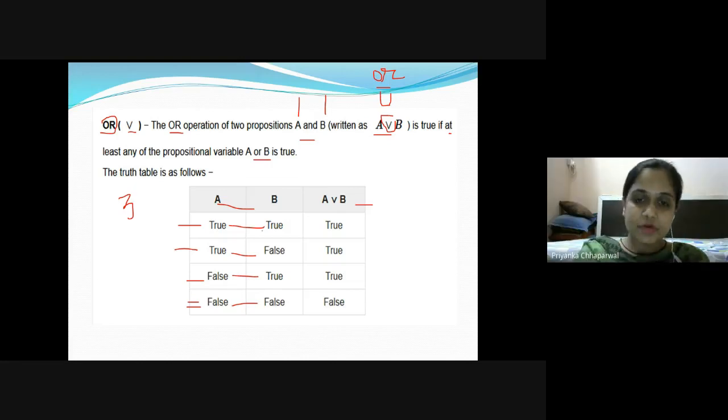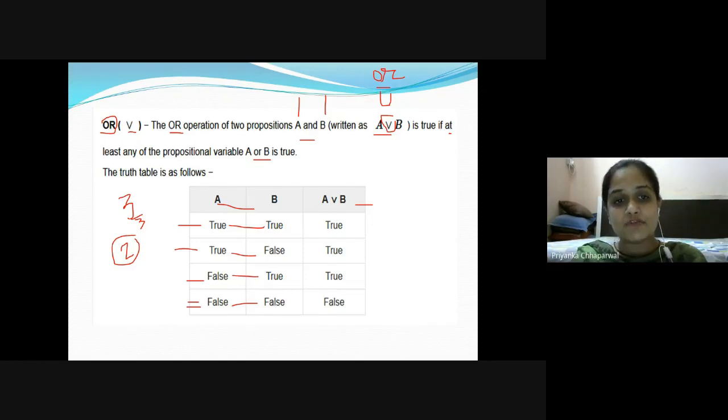Yes, 8. Okay, when you have two possible outputs, true or false, if you have three variables then it is 2 raised to the power 3, which is 8. So we take only 2. So true, true. So what is written here? If at least any of the propositional variables is true, this is true, B is true, then the answer is true.